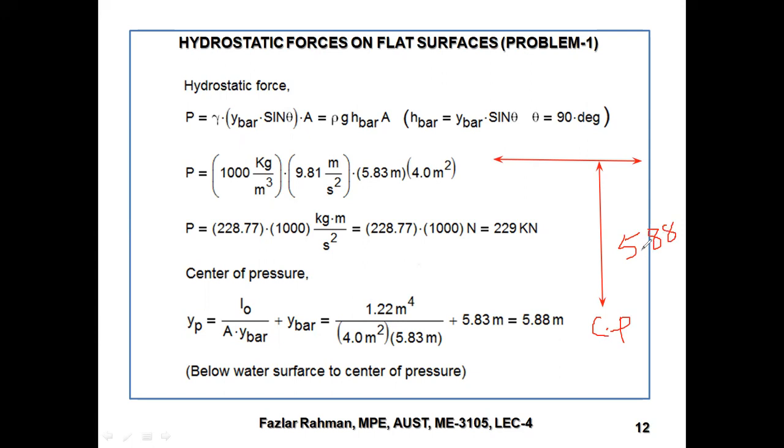And what is location of CG, Y bar? 5.83. That means CG of the structure is located somewhere right over here. So this is center of gravity of the structure. That means always center of pressure should be below center of gravity. Okay.